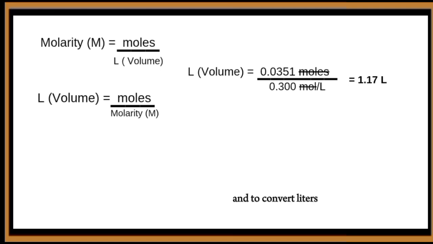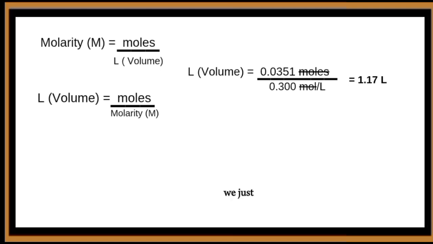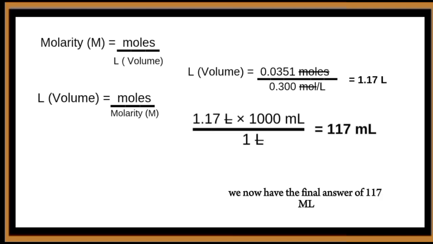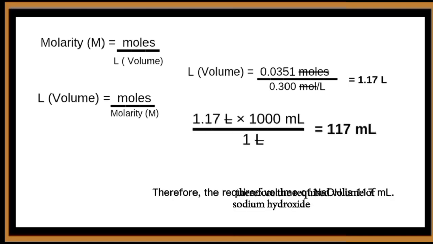And to convert liters into milliliters, we just need to multiply 1.17 liters to 1000 ml. And since 1000 ml is equal to 1 liter, we now have the final answer of 117 ml. Therefore, the required volume of sodium hydroxide is 117 milliliters.